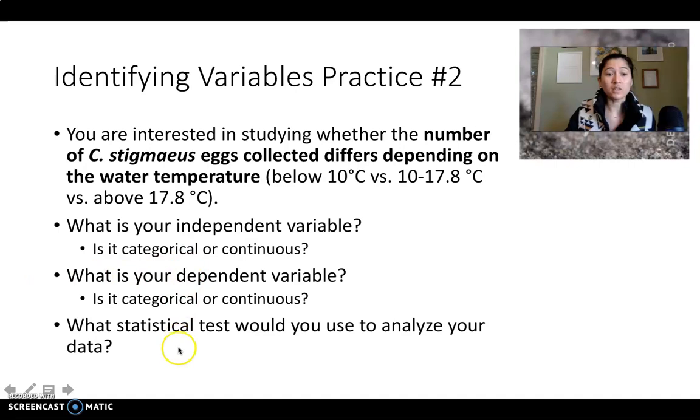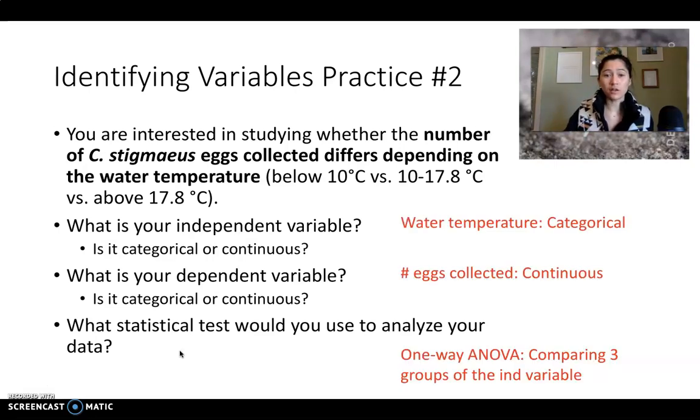What about this part? What statistical tests would you use to analyze your data? What we want to think about here is how many groups we're comparing, right? So if we pick the statistical test here, we want to use a one-way ANOVA. And that's because we're looking at the effect of one variable, in this case water temperature, and we're comparing three different groups of that independent variable.